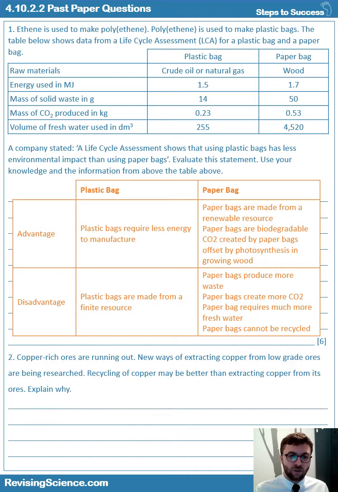So advantages that we could draw about plastic bags is they require less energy to manufacture. You can see this in the table, it only provides 1.5 megajoules compared to 1.7 megajoules for the paper bag. Advantages for the paper bag include the fact that it's made from a renewable resource, which is wood, and again we can see this in the table, that they're biodegradable, which we're using our own knowledge to provide, and that the CO2 created by paper bags can be offset by photosynthesis in growing wood, as we're using a bioresource.